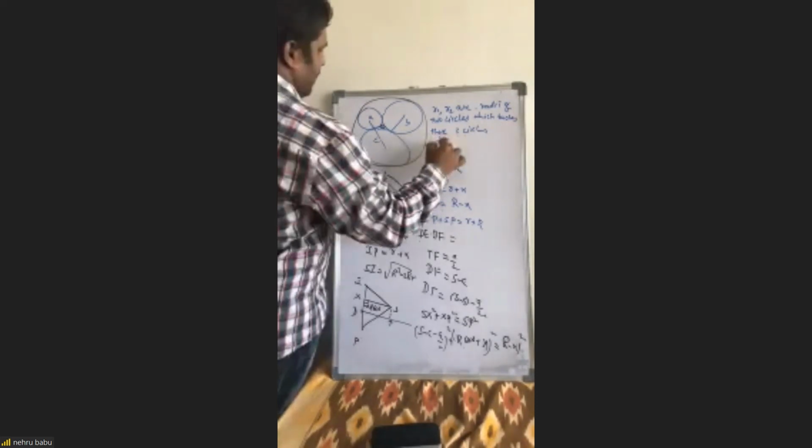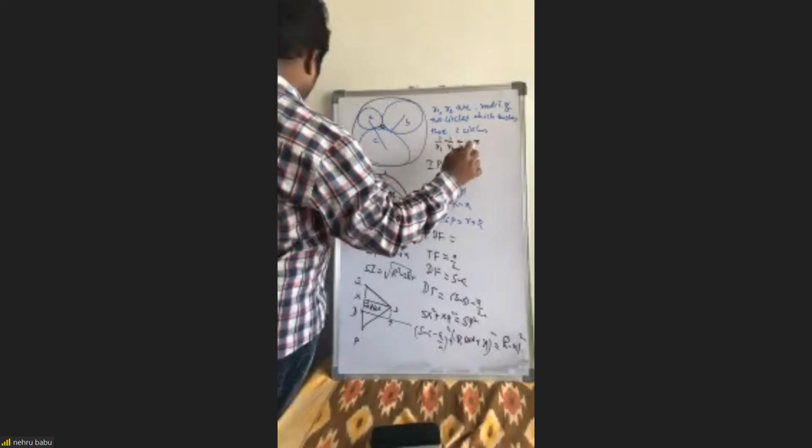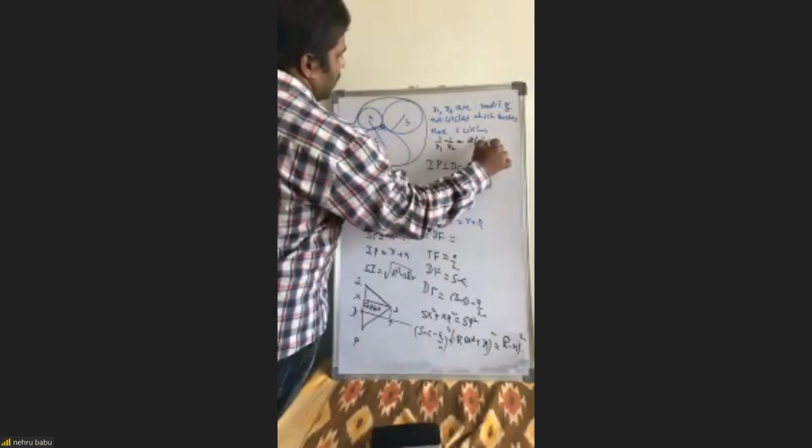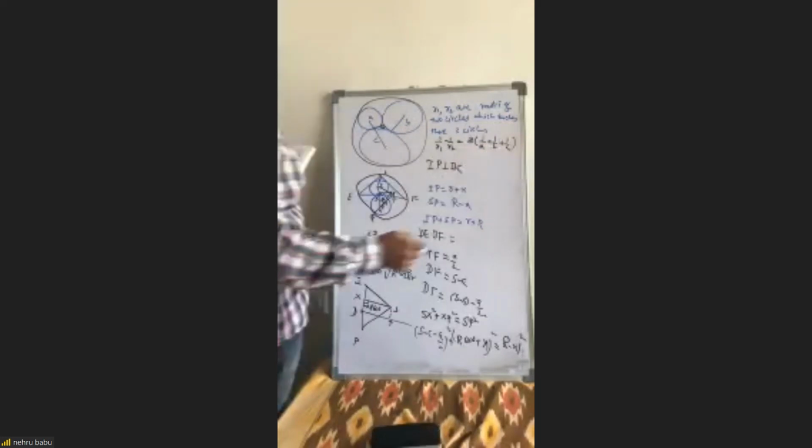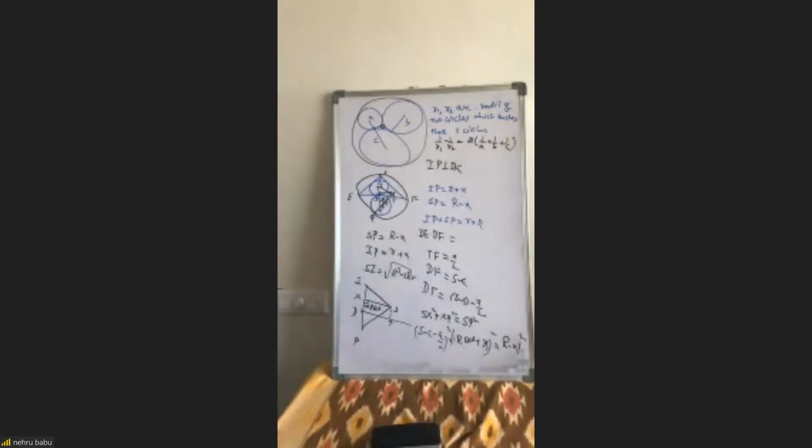Then prove that 1 by R1 minus 1 by R2 equals 2 into 1 by A plus 1 by B plus 1 by C. Note down this question and try this problem. Tomorrow I will discuss this, and after that I will start matrices and determinants.